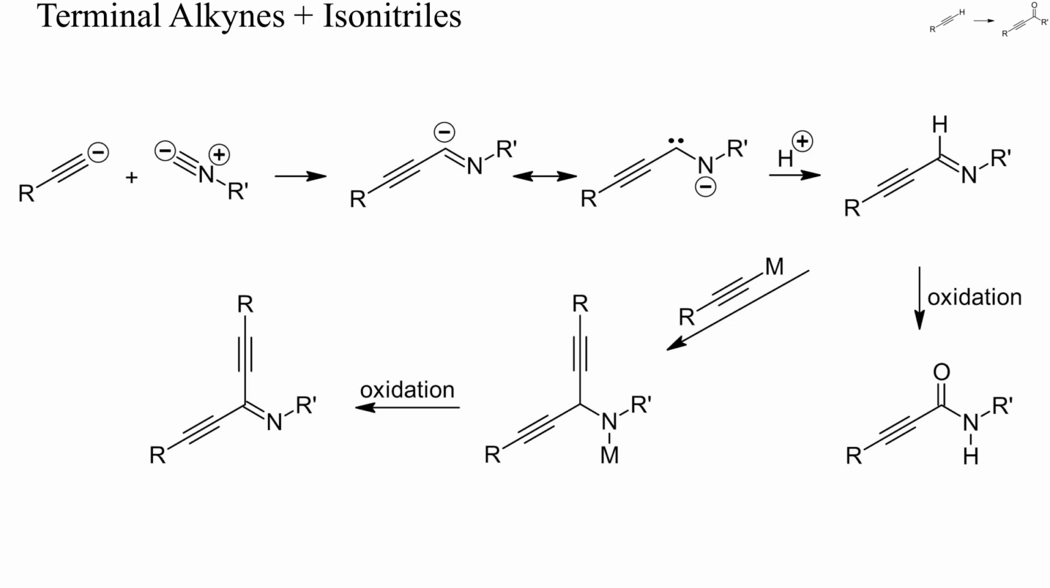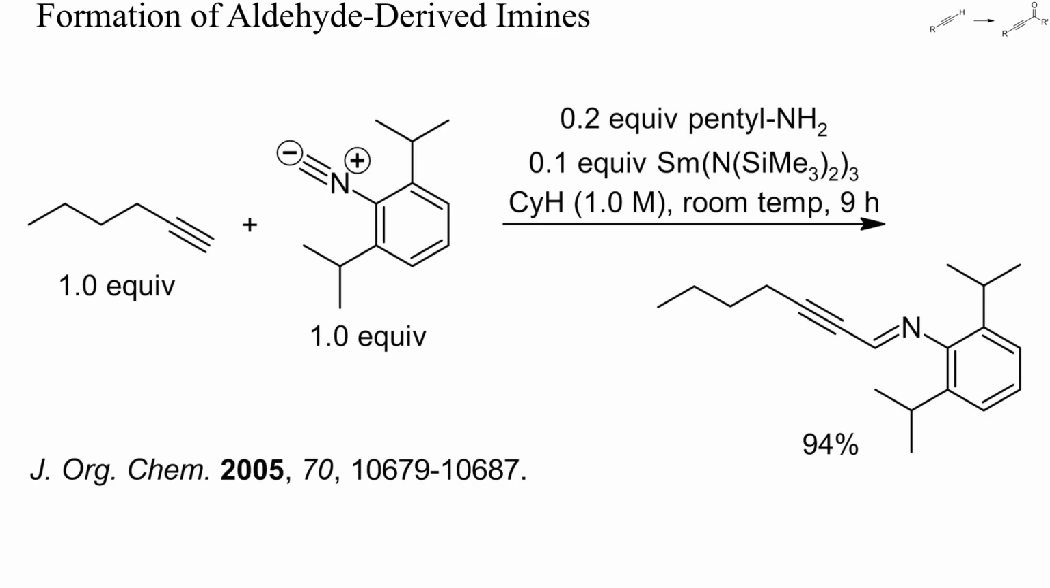Protonation then yields an imine, which may be oxidized to an amide or react with one further equivalent of metallated alkyne. In this example, 10% of a samarium amide catalyzed the addition of one hexyne to a sterically shielded isonitrile. An imine was formed in high yield.